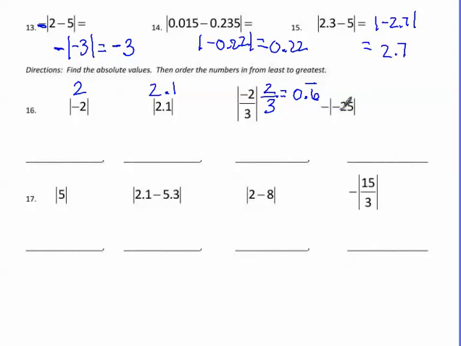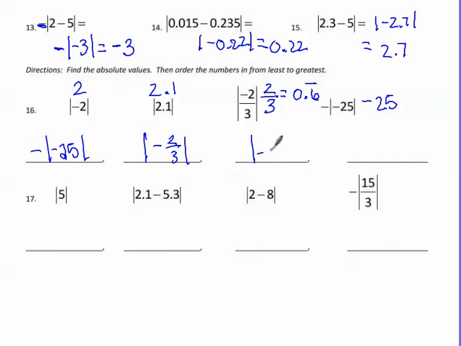Absolute value of -25 is -25. Now ordering these from least to greatest. -25 is the smallest, so I'm going to write that first. 0.6 repeating, so one step above that, so I'm going to write that. Remember, keep it in original format.